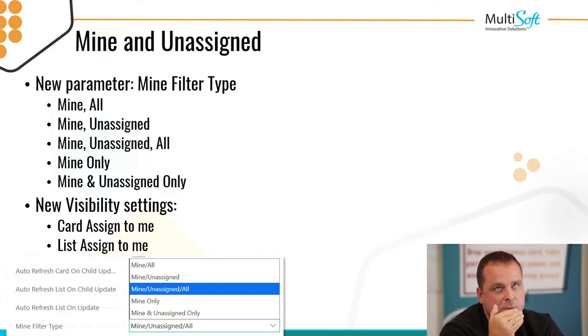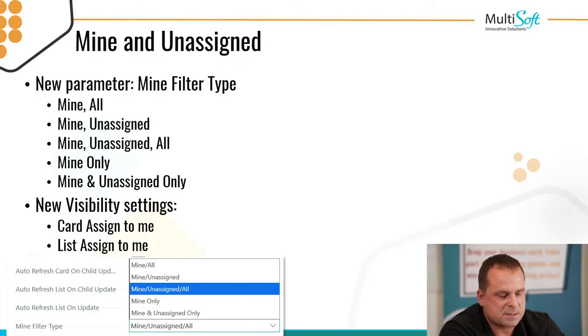So how do you want to configure the mine filter? We have the mine and all, which is the old selection, but we also have mine and unassigned, mine, unassigned and all, and so on and so forth. This will depend on basically how the toggle button will work on the MobileNAV client application. And one more new thing, basically two shortcuts, card assigned to me and a list assigned to me.